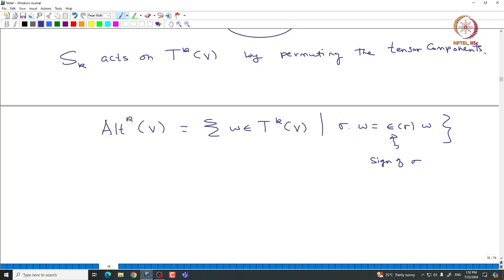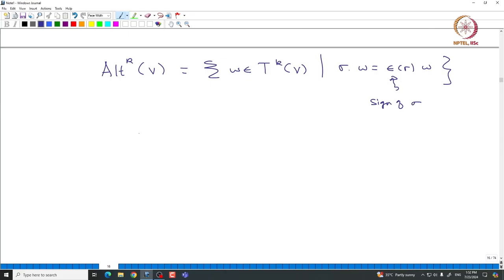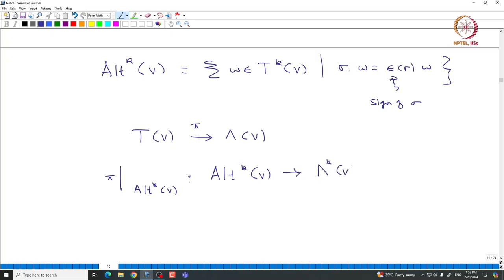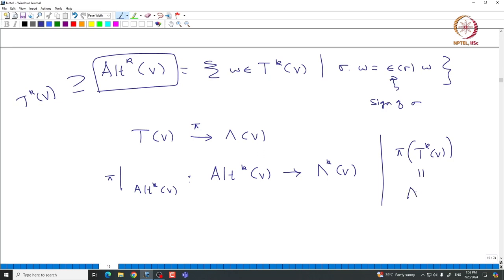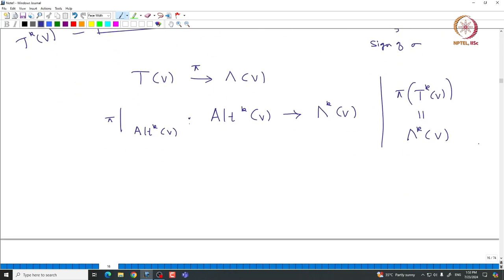So let us write down that map very explicitly. As before, we also have this natural quotient map from T(V) to this wedge V. Now we can take this natural quotient map and restrict it to the alternating tensors. So this is going to be a map from the alternating tensors naturally to the k-th wedge product, because one can see that the k-th wedge product is the image of T^k(V). And by definition, Alt^k(V) sits inside T^k(V). So there is this natural map, and indeed what one can prove is that this is a vector space isomorphism.